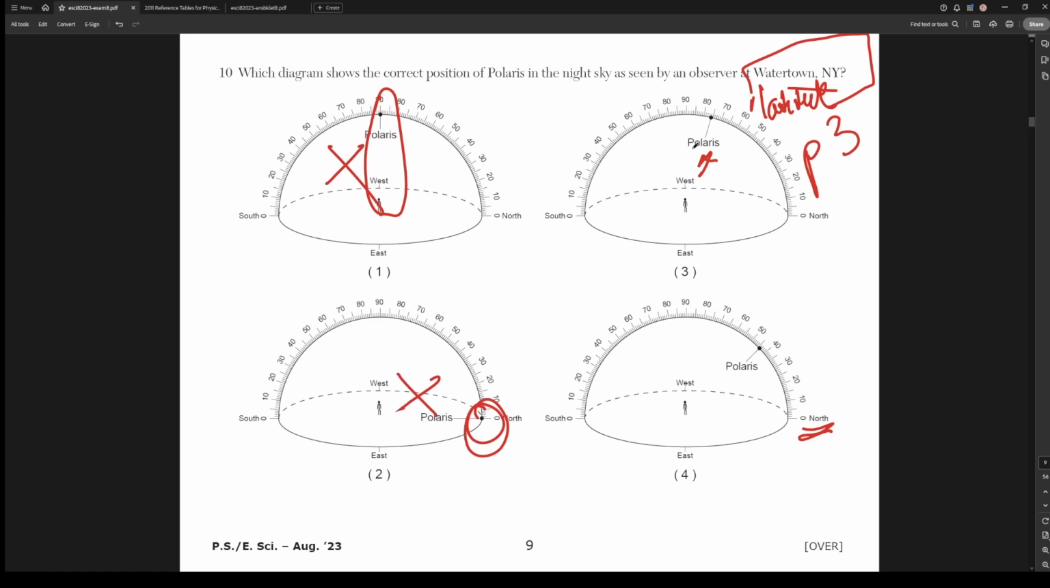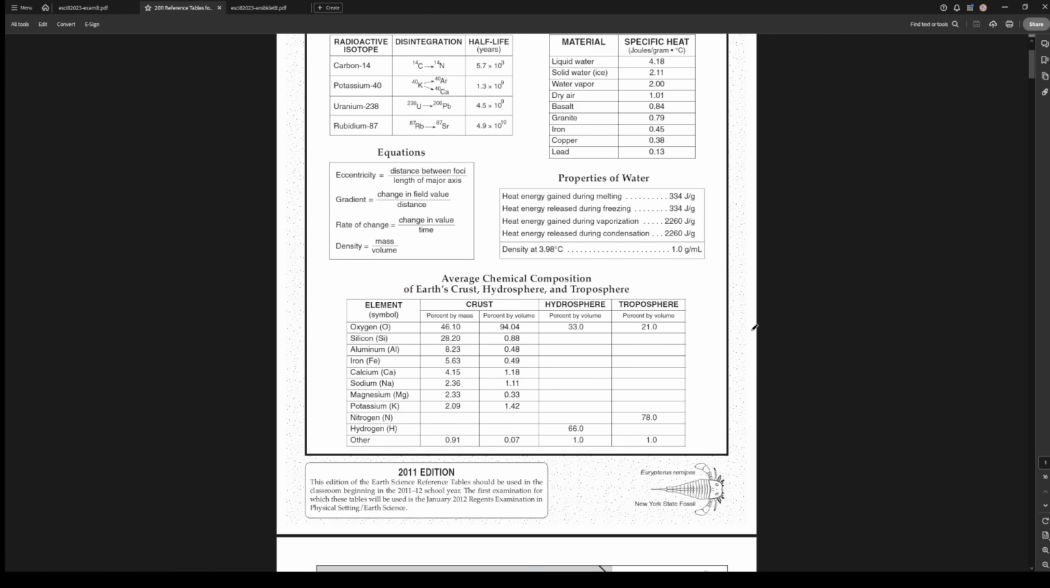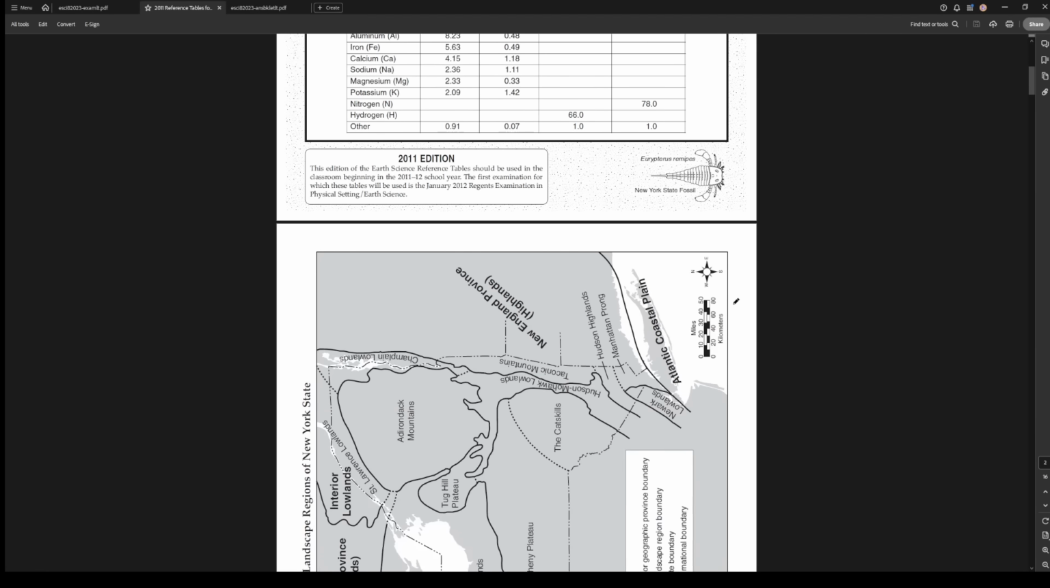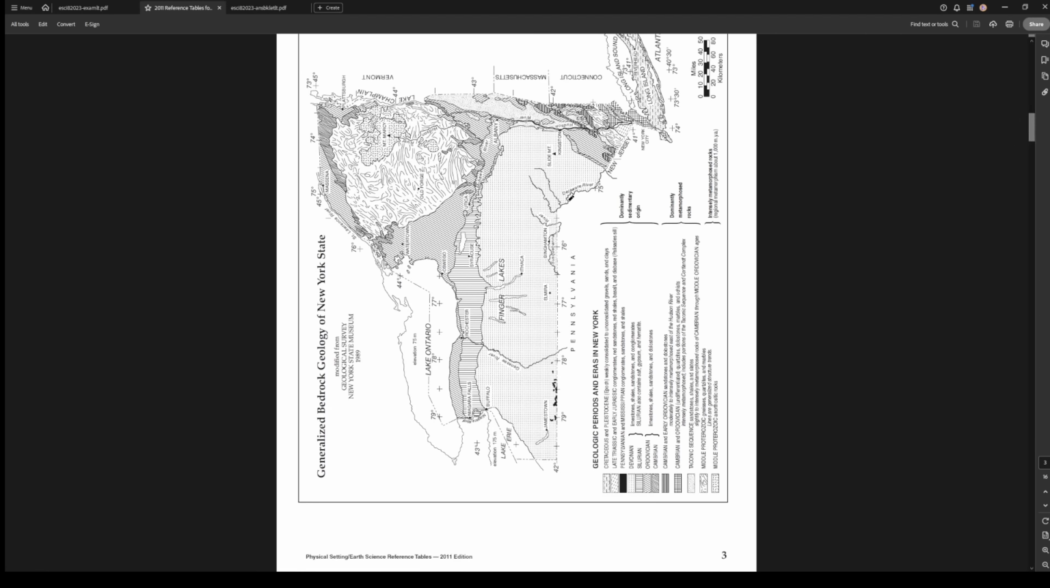So that one's out. And I know Watertown is in New York, which is about 43 degrees north. So it's definitely not all the way up here. So I actually know this is the answer. But we could check to make sure Watertown's latitude is equal to this. So it should be about 43. Let's check it out. Go down to our page 3.